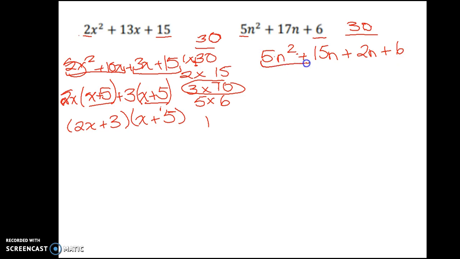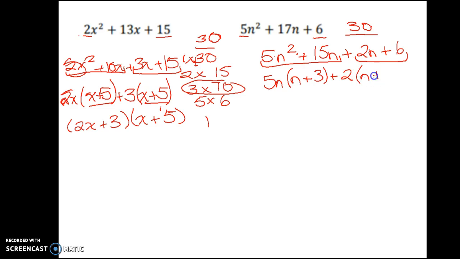And again, I'm going to group my terms. Okay, so 5n squared and 15n, I can take out 5 from both of those numbers because they're both in the 5 times tables, and I can take out an n because both of those have an n term. Okay, and that leaves me with n, because 5n times n gives me 5n squared, plus 5n times 3 is going to give me that 15n, that's going to go there. Then when I look here, I've got 2n and 6, so I'm going to take out a plus 2.